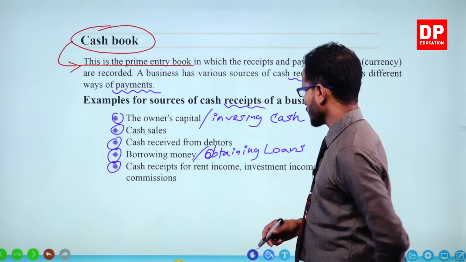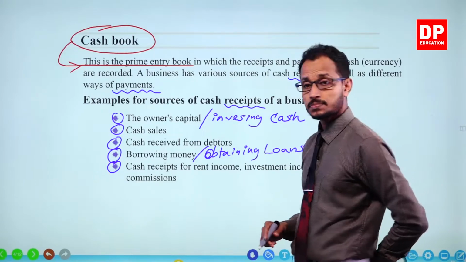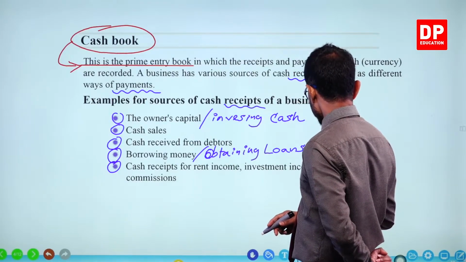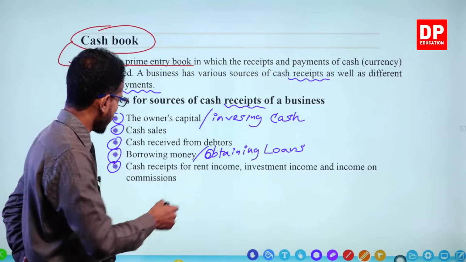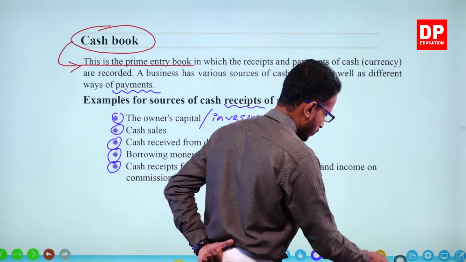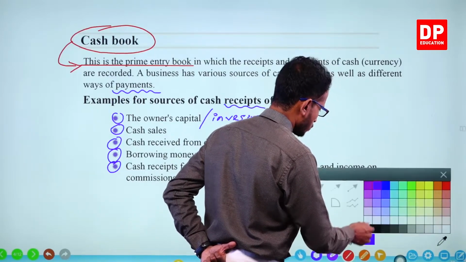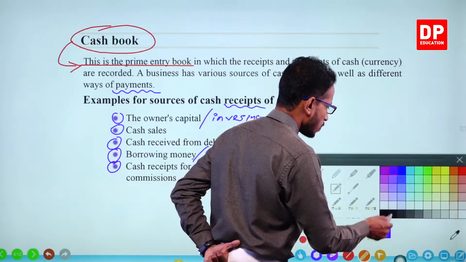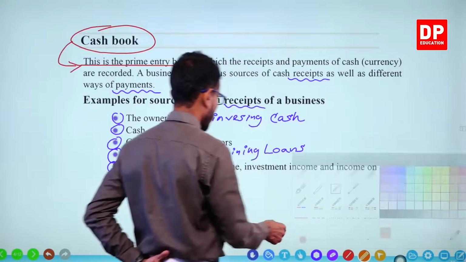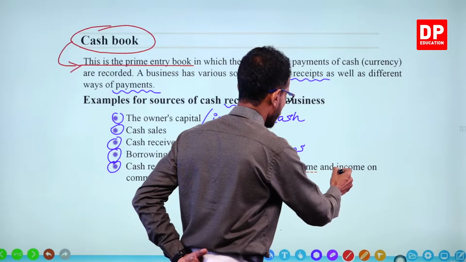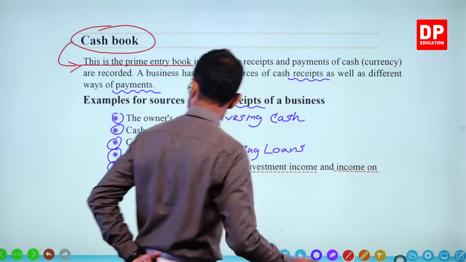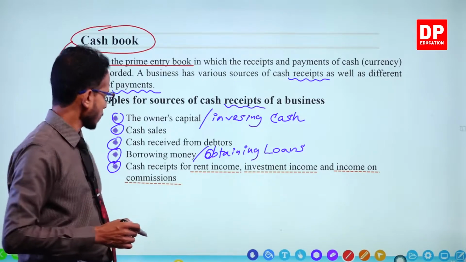Finally, you have cash receipts from rent income, investment income, and income on commissions. Several incomes are given here. You should know the different incomes of a business. Rent income, investment income, that is also another income of a business. Then income from commissions.